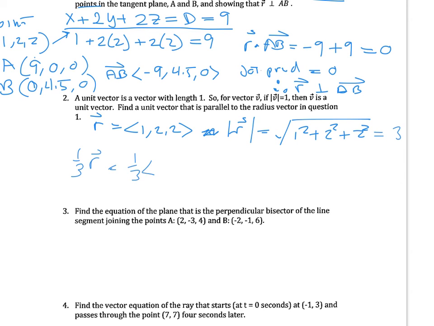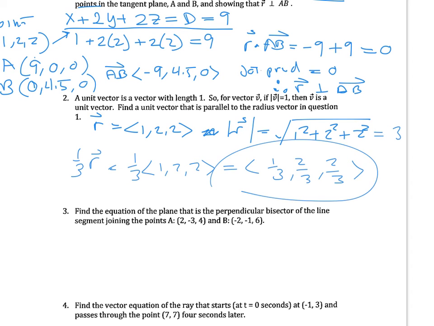It's 1/3 of vector (1, 2, 2), which is just (1/3, 2/3, 2/3). So there's a vector that has the same direction, orientation as r, and its length is 1. It's a unit vector.